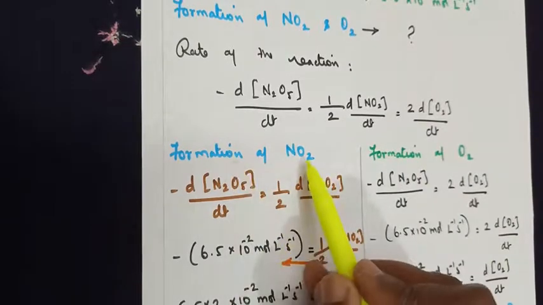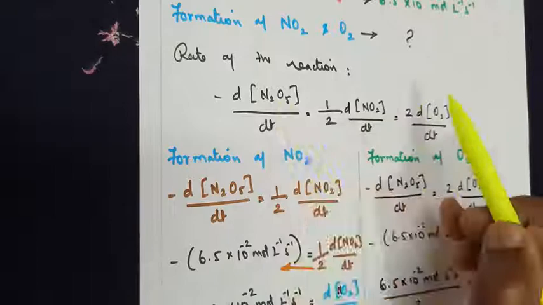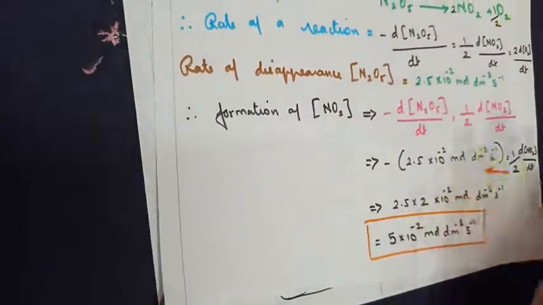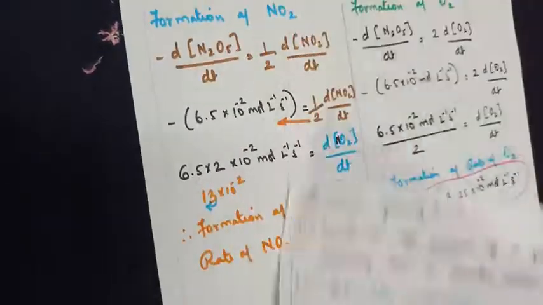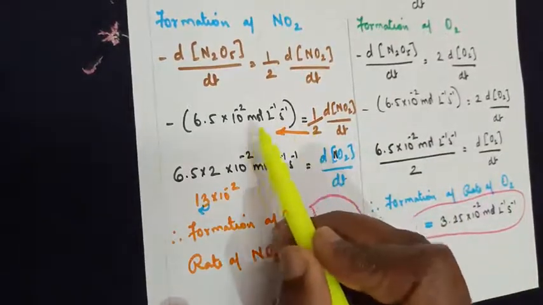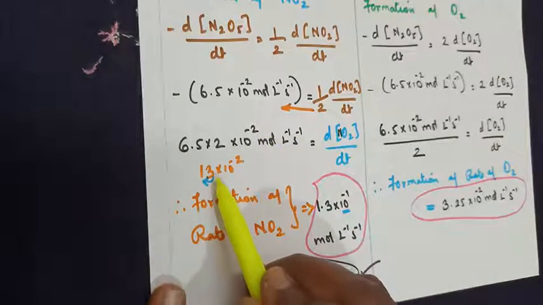Rate of formation of NO2, so reactant with the product. Second, reactant with the product of oxygen. I'm substituting the value. So wherever you substituted 2.5, you will have to substitute 6.5 into 10 to the power minus 2. So this 2 goes to the numerator. So when we multiply, I get a 13.